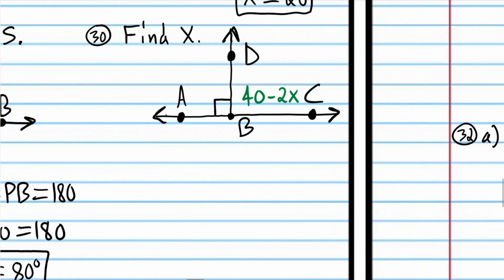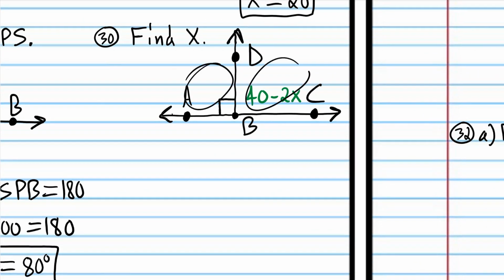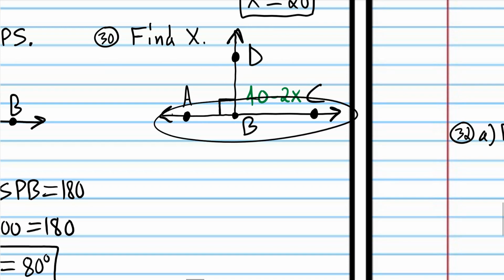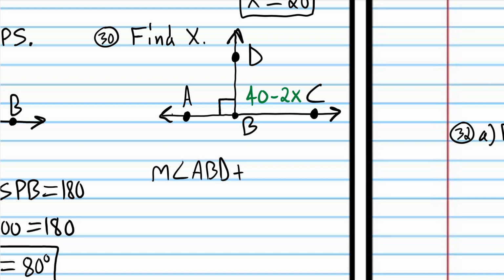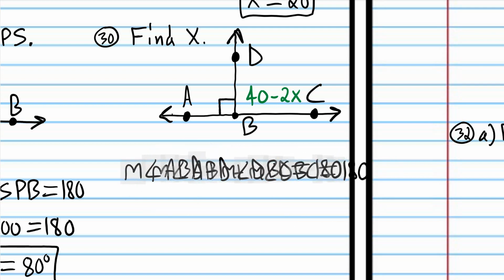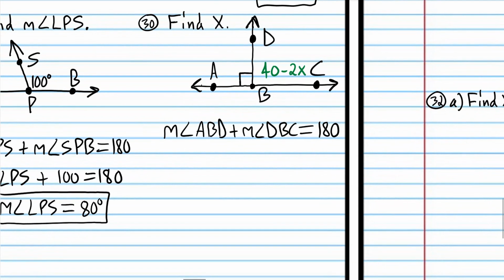Okay, we're back. So this angle and this angle form a linear pair because their non-common sides are opposite rays. So that means that the measure of angle ABD plus the measure of angle DBC has to be 180 degrees by the linear pair postulate. The linear pair postulate tells us that they're supplementary angles, which means that their measures add up to 180 degrees.